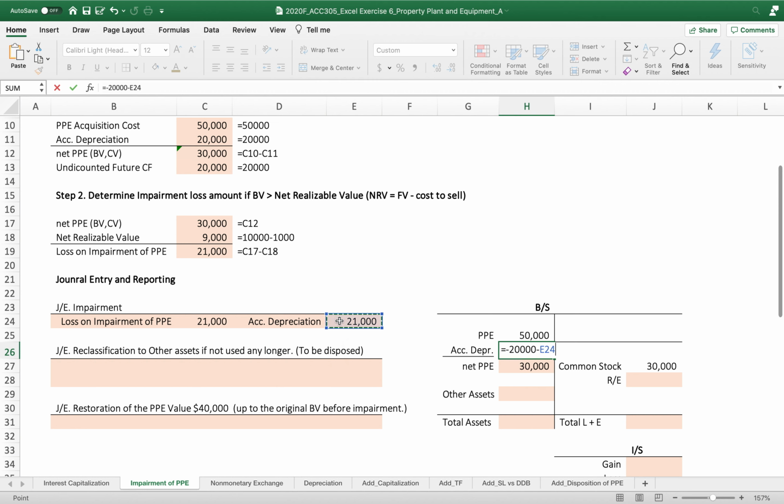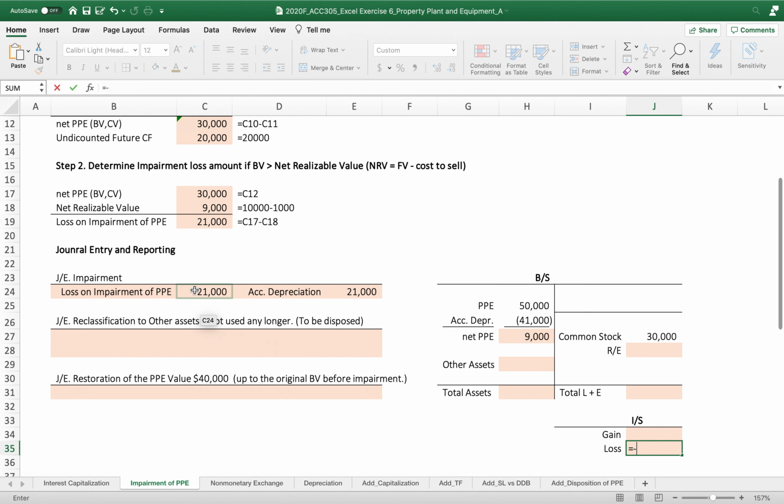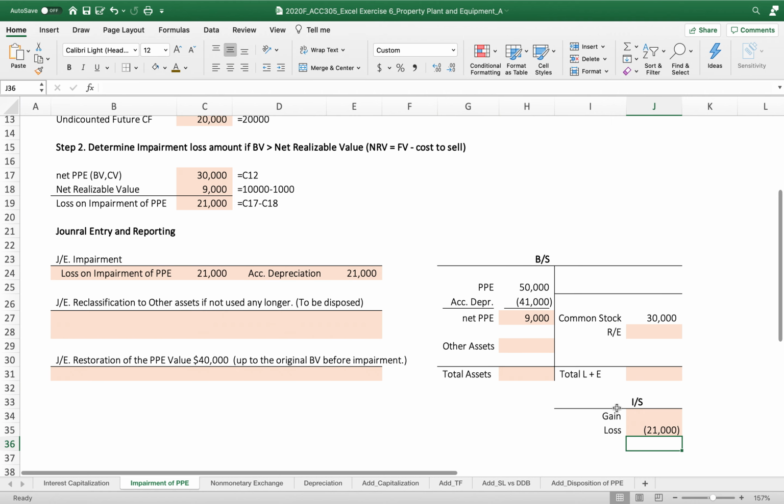Minus 21,000. So we increase the accumulated depreciation to $41,000. Do you see net realizable value now 9,000? The net PP&E is exactly the same as net realizable value by recognizing this accumulated depreciation more, not touching this PP&E original cost. And then the loss amount negative $21,000 on the income statement.